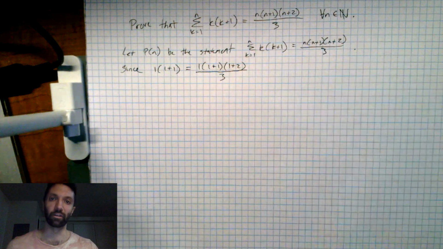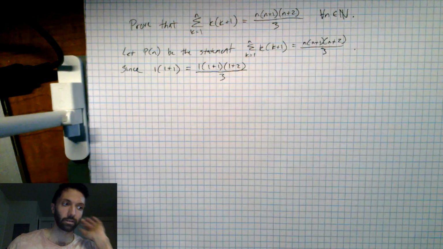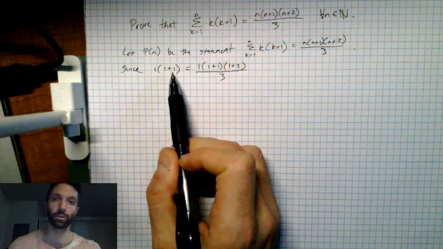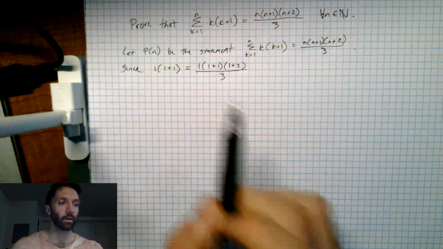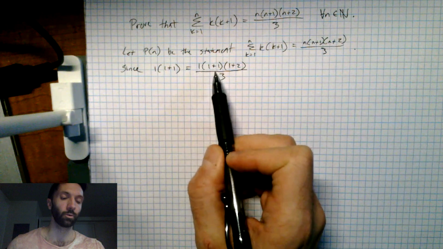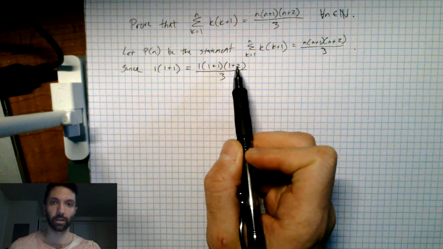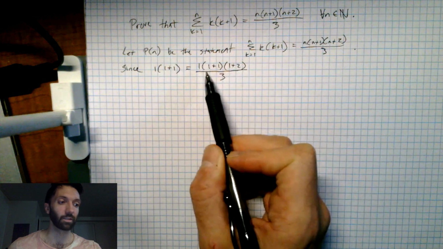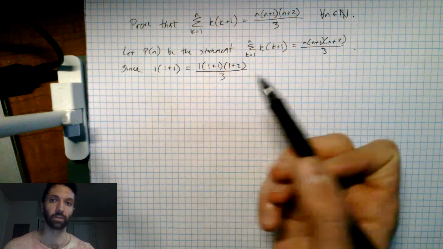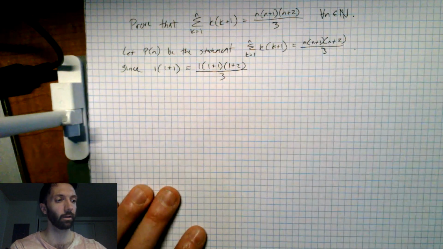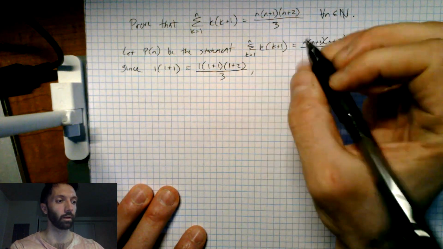Okay, and now let's verify that this does in fact equal each other. So we have 1 times 2, which is just 2. And then here I have 1 times 2, which is 2, times 3, which is 6. And then 6 divided by 3 also gives me 2. So I know that this checks out. And so we can say that P of 1 holds.